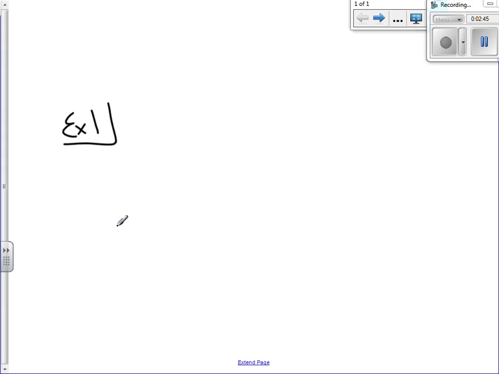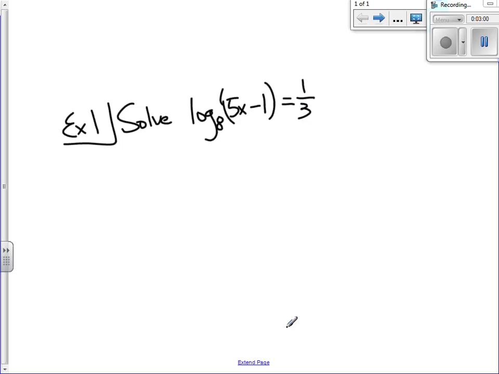All right, let's say that we're asked to solve log base 8 of 5x minus 1 equals 1/3. What we need to do first is we have to unlock where our x is. Right now, this is locked because of the logarithm. We need to annihilate that logarithm. We need to flush that logarithm down the toilet.